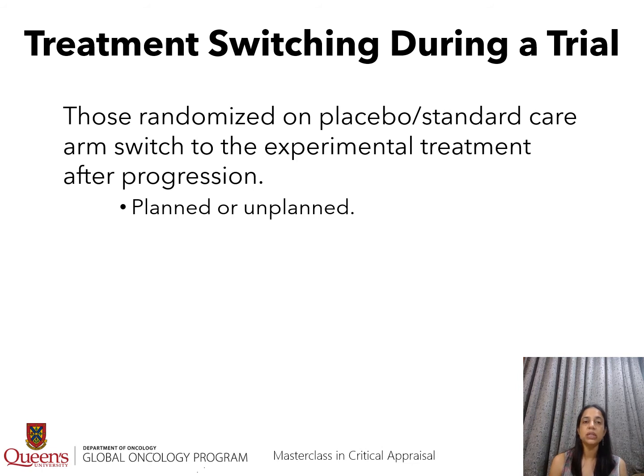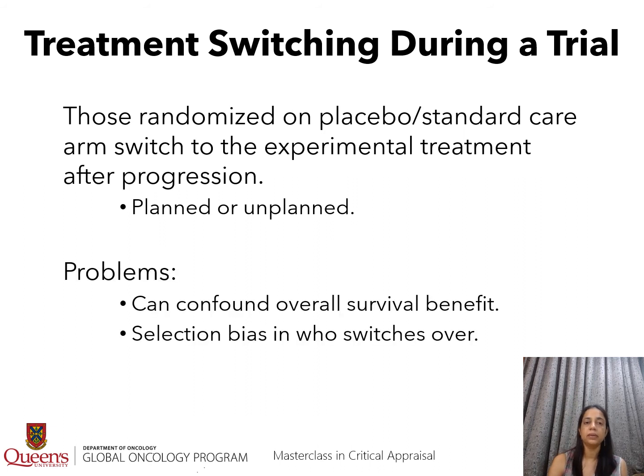Another problem is treatment switching during a trial, where those randomized on the placebo or standard care arm switch to the experimental treatment after progression. Now, this could either be planned as part of the protocol or unplanned. The problems with this are it can confound the overall survival benefit, especially if there's a selection bias in who switches over. This kind of data needs special statistical inputs for analysis.